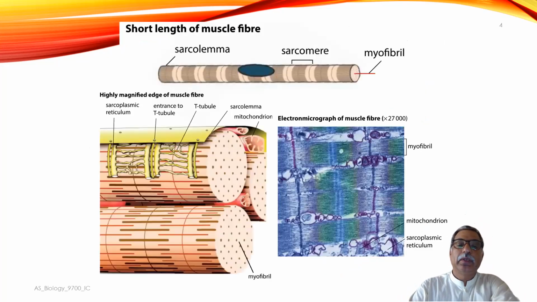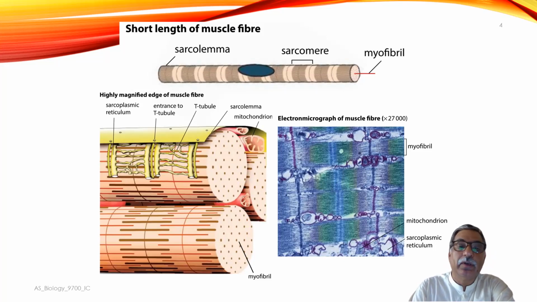Here we go with another detail of the structure of the muscle fiber. You can see the short length, sarcolemma, sarcomere, and myofibril. Here you can see the T tubules making a network inside, and these T tubules are further connecting with the sarcoplasmic reticulum. This is the bundle of myofibrils here, and these are the mitochondria clustered around the myofibrils.